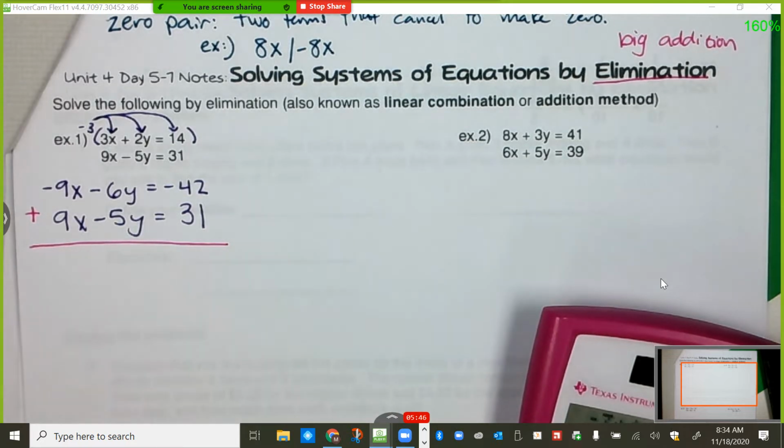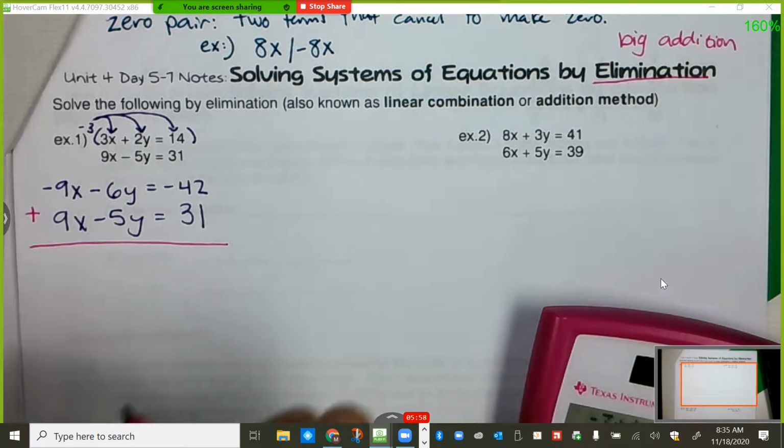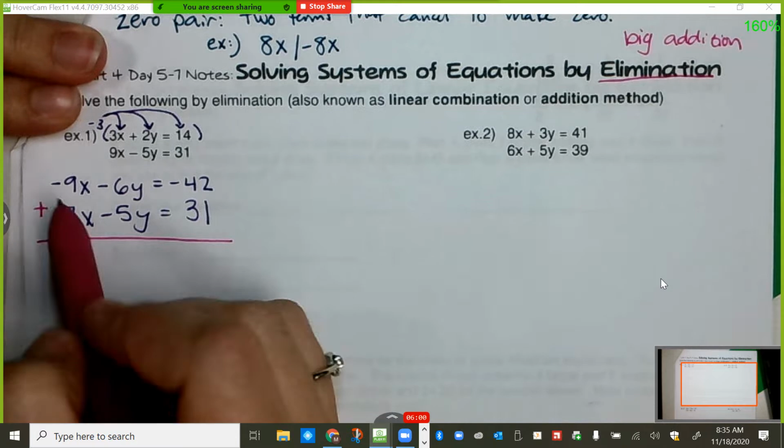I'm probably the only teacher in the world that calls it big addition, so I don't know why. It's just what makes me remember it. When I think of elimination, this is what I think of, not elimination. I don't know. Okay, so now we add each term.